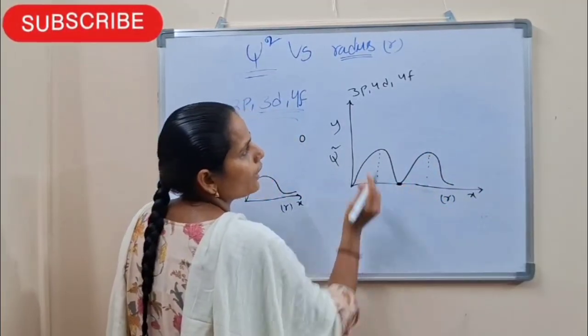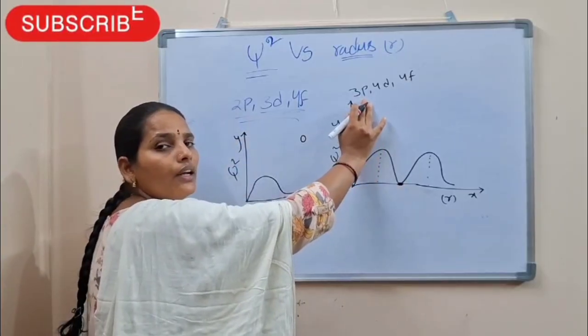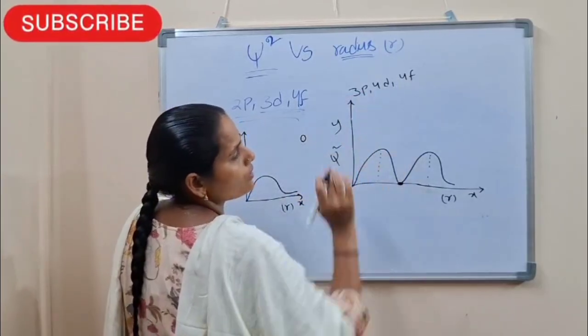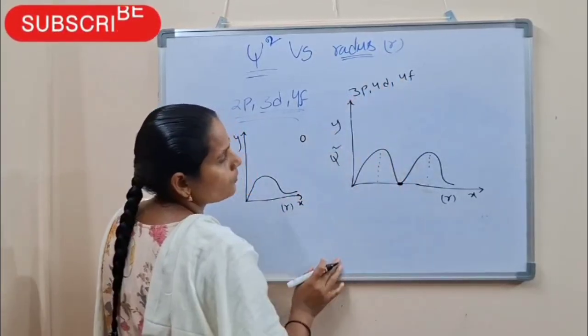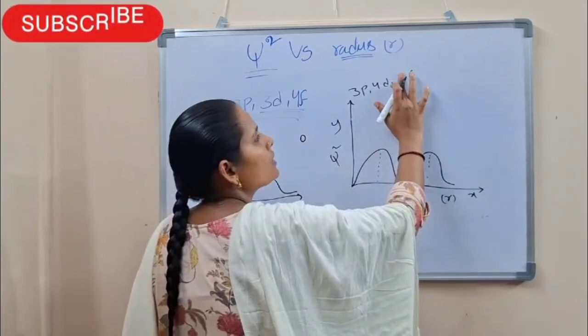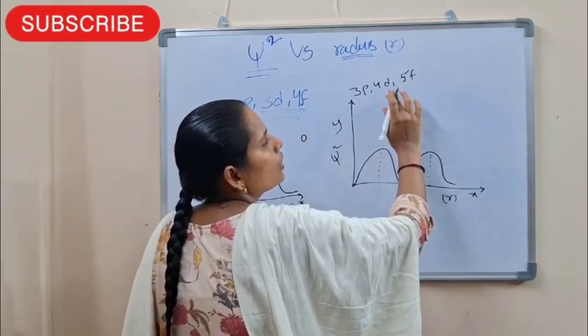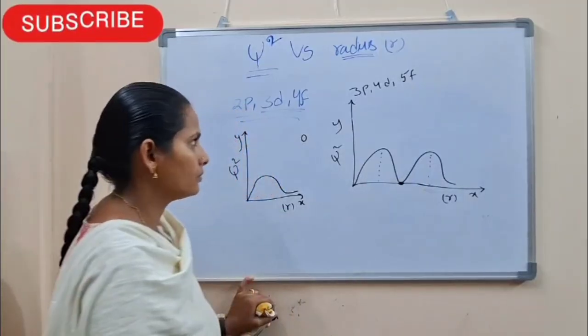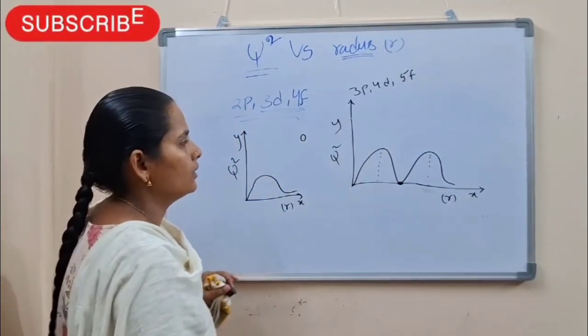Here we find one radial node, and in 3p one radial node is observed. 4d also, 5f also, sorry, 4f also. This is 5f, 4d, 5f.